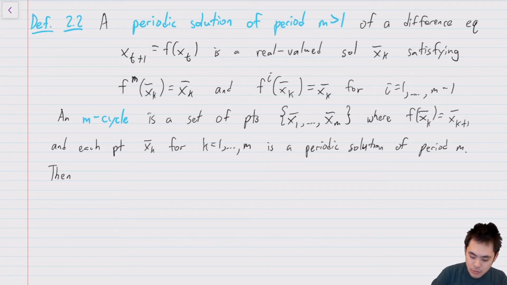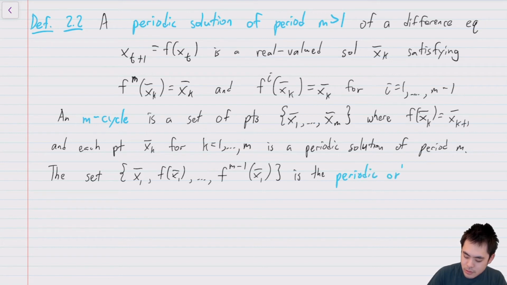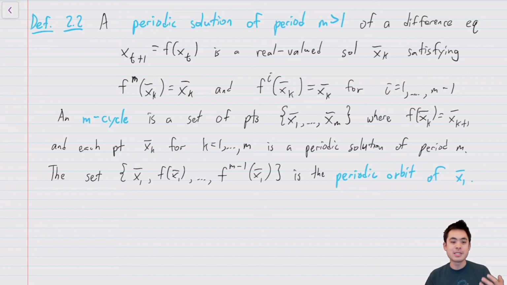Okay, and then we have the set x1 bar, f of x1 bar, and so on, all the way to f to the m minus 1 of x1 bar, is the periodic orbit of x1 bar. These are all just really different ways of saying the same thing.